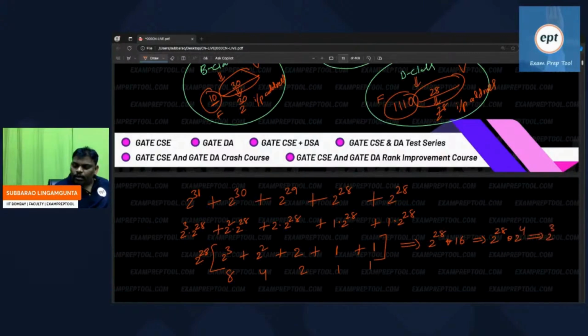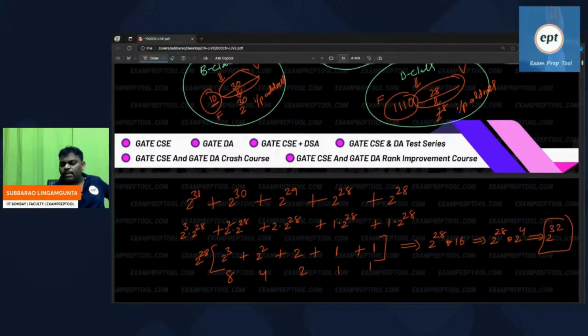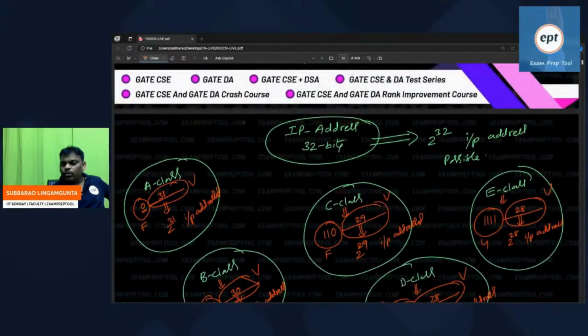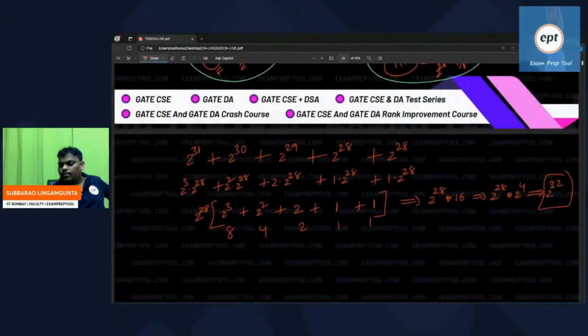Can you help me now? Did the total come or not? If you add all of them, total IP addresses are 2 power 32. Add 2 power 31, 2 power 30, 2 power 29, 2 power 28, 2 power 28. Add everything and it will become 2 power 32 again.